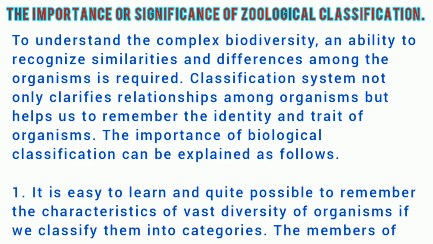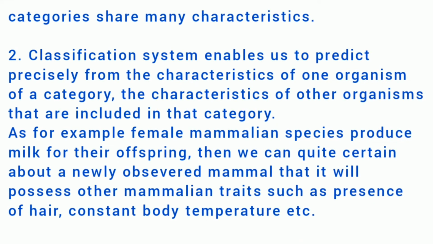1. It is easy to learn and quite possible to remember the characteristics of a vast diversity of organisms if we classify them into categories. The members of categories share many characteristics. 2. A classification system enables us to predict precisely, from the characteristics of one organism of a category, the characteristics of other organisms that are included in that category. For example, if female mammalian species produce milk for their offspring, then we can be quite certain about a newly observed mammal that it will possess other mammalian traits such as presence of hair, constant body temperature, etc.